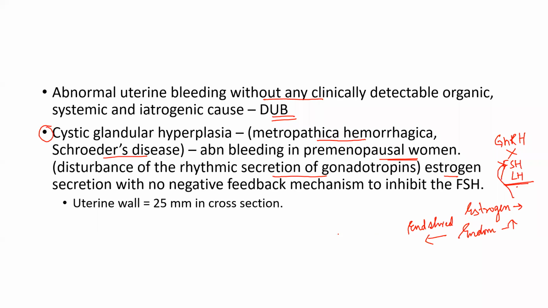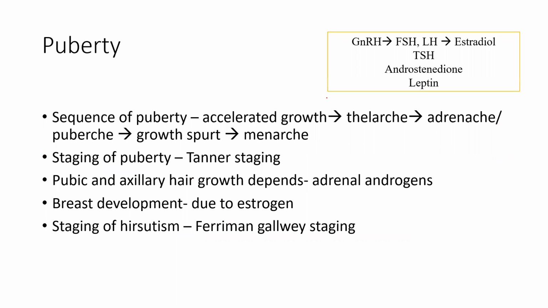Because of that, remember, when we do a cross section of the uterine wall, we can see a thickness of 25 mm. That is very huge. So this is about cystic glandular hyperplasia, otherwise known as Metropathia hemorrhagica, and one more name, which is Schroeder's disease. So this is about DUB.